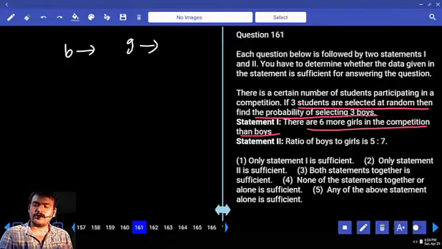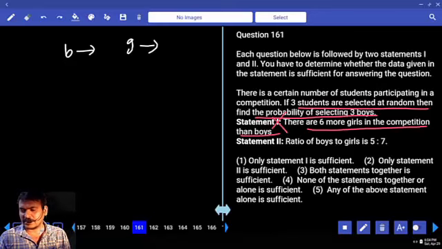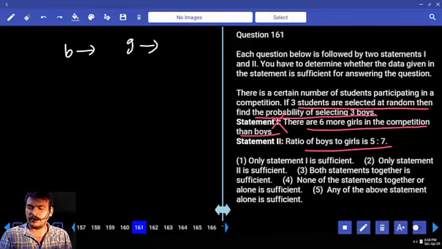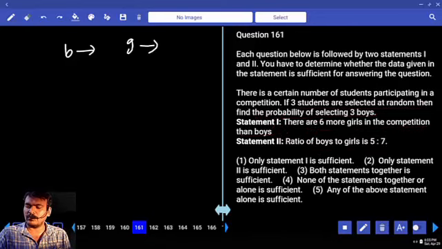Girls compared to boys, how many members are more? 6 members more. But there is no clarity about the number of boys. Okay. Statement 1 alone is not sufficient. For the second statement, the ratio of boys to girls is 5 is to 7, 5 parts and 7 parts. There is no clarity about the individual values or the combined value. Okay. Statement 2 alone, sufficient or not sufficient? Not sufficient. But by using both the statements, yes sir.